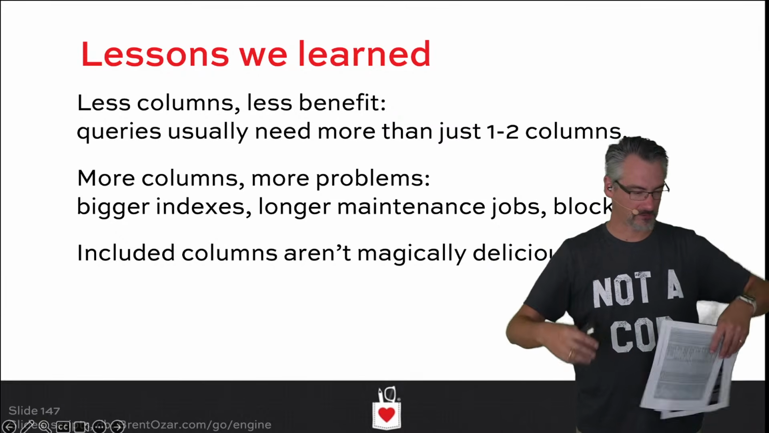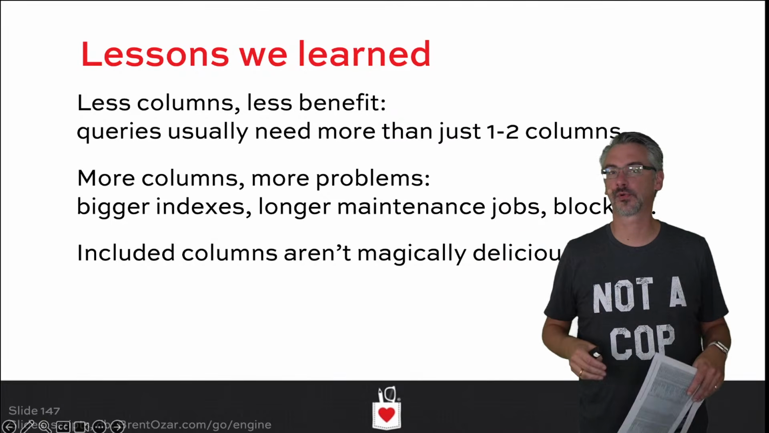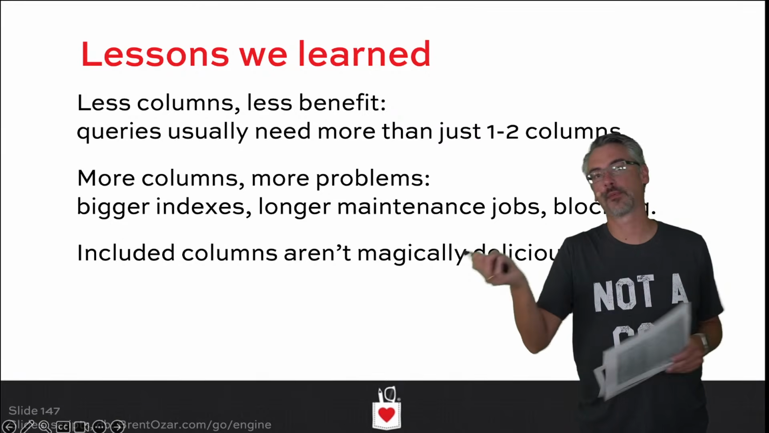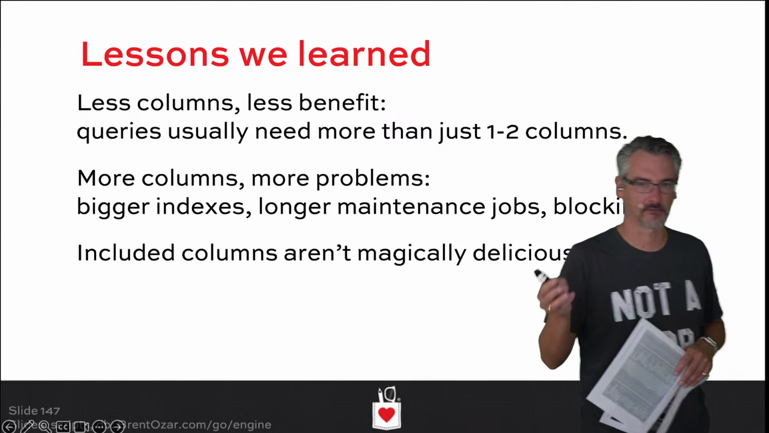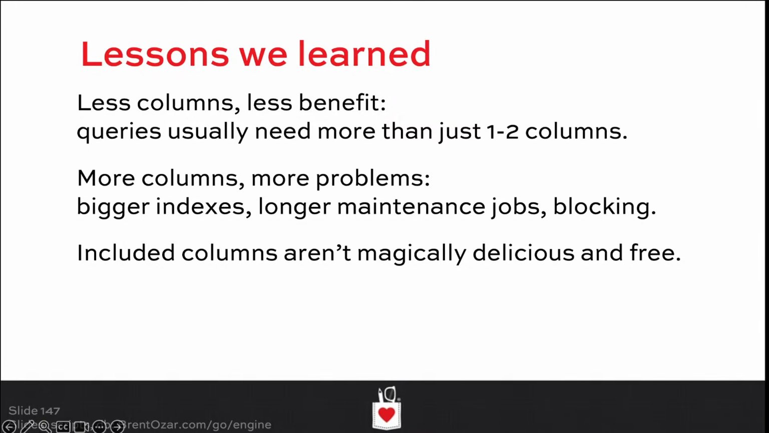I suggest often that people should be comfortable adding up to around 5 indexes per table. Don't be so afraid of creating indexes that you don't want any. You probably want, say, 4 or 5 indexes on every table. Just also know that included columns aren't magically delicious and free.